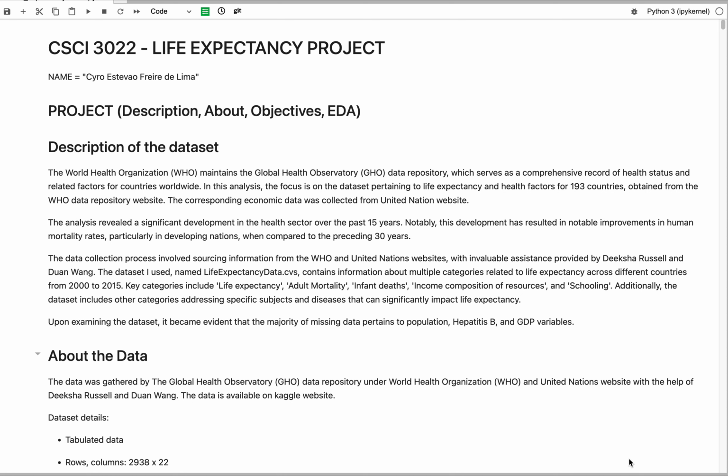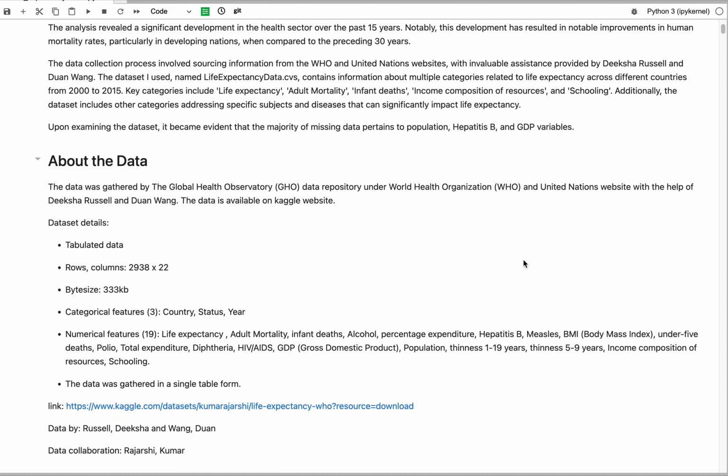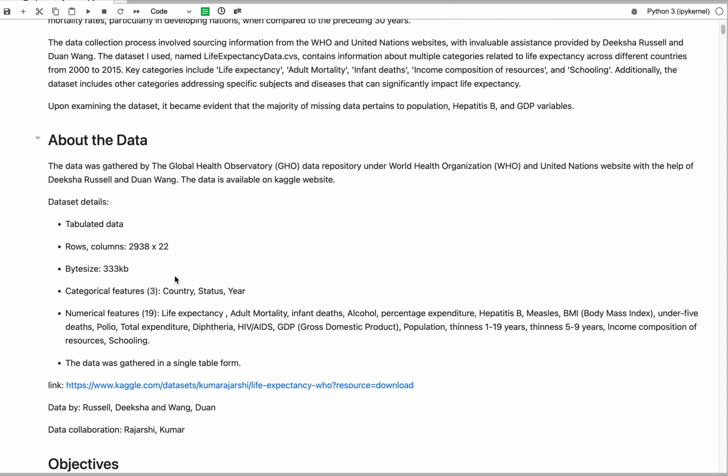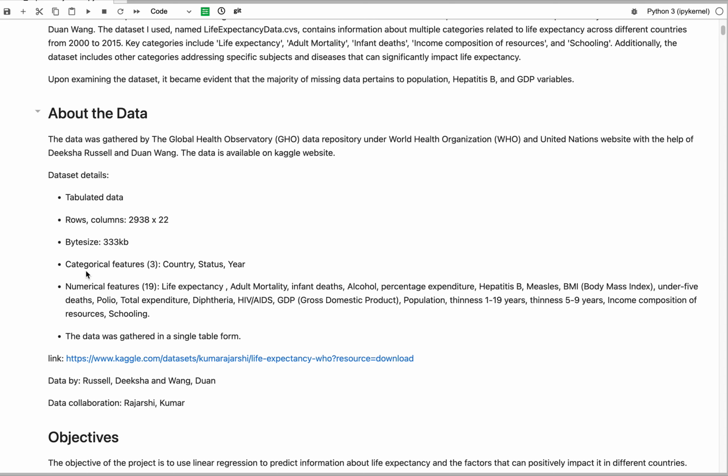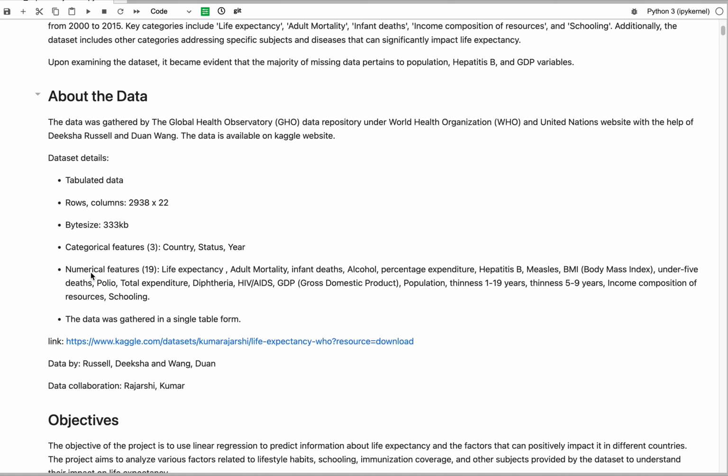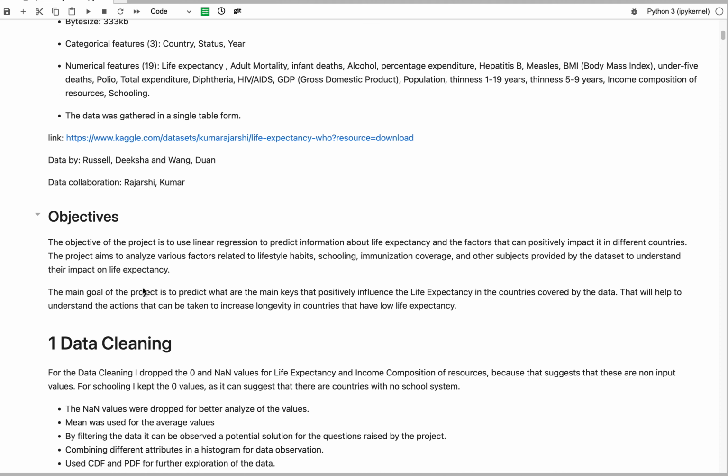Project life expectancy. The dataset was gathered from the World Health Organization and put together by Deeksha, Russell, and Duan Wang. It's tabular data containing 22 columns and almost 2,000 rows about 193 countries, containing 3 categorical features and 19 numerical features that we will go through in the project.